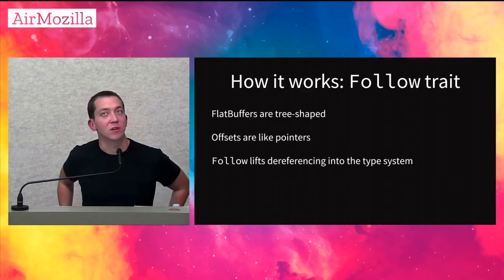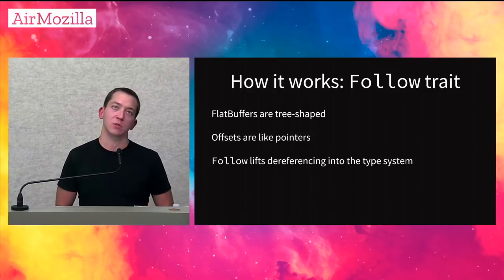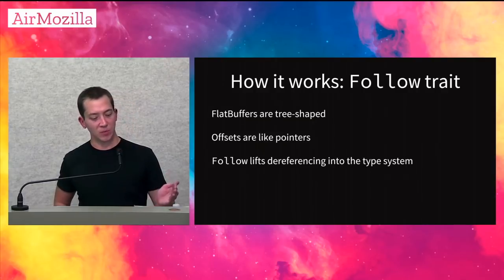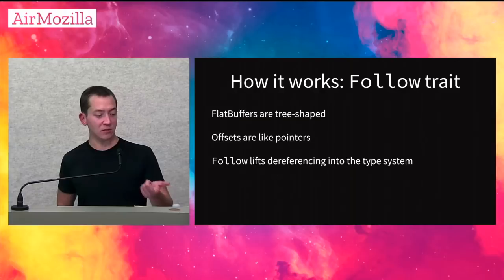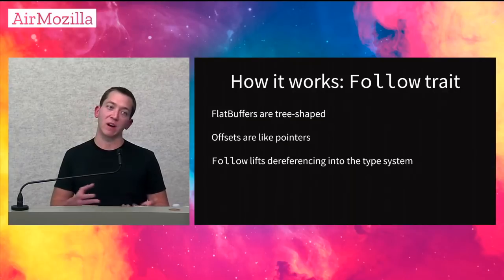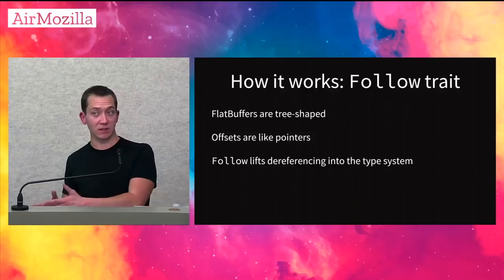So the follow trait works because Flatbuffers are tree-shaped. And we have this thing called offsets, which are like pointers. They're always 32 bits wide, but we interpret them in the same way. So it tells us where to go inside of a buffer as we traverse the data. And what's interesting about the follow trait is that it allows us to interpret these offsets as type system entities. And so in this way, conceptually, the follow trait lets us lift these effectively pointer dereferencing actions into the type system.